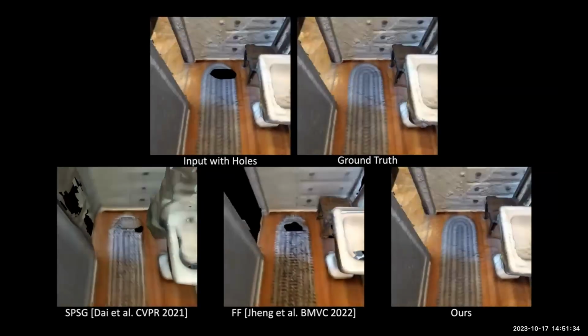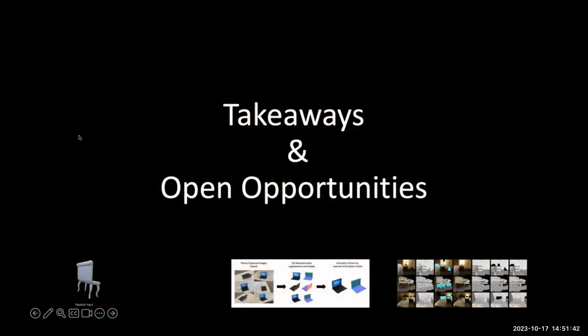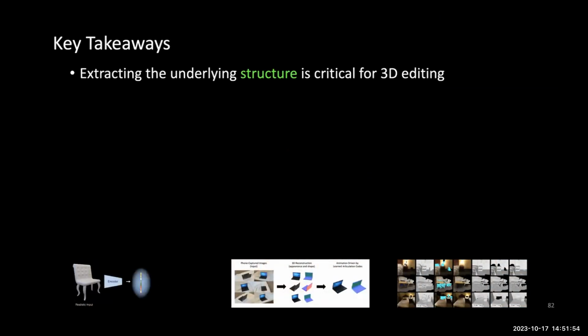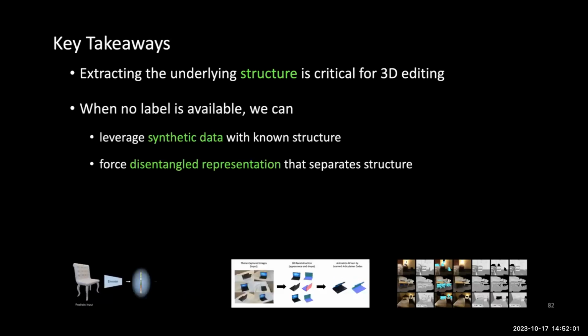So here is pretty much the content of the three prior works. And if you're going to leave after this talk, I hope you may remember not only the delays and all the crashes of the videos, but also some takeaways. So first, extracting the underlying structure is very critical for 3D editing, more specifically when no label is available. From the first work we learned we can leverage synthetic data with no structure, and from the second work we learned we can force a disentangled representation that separates structure.